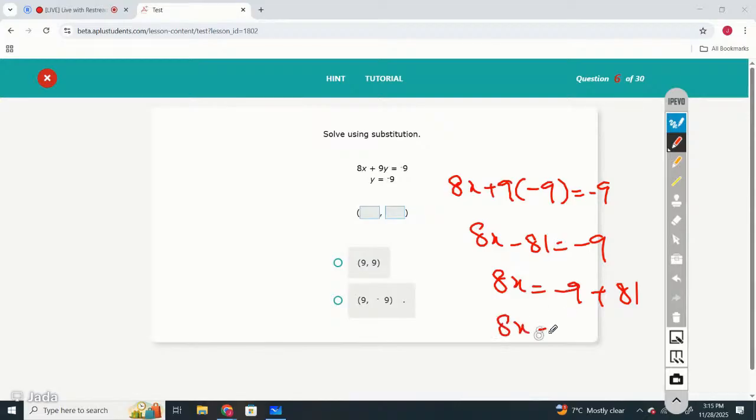8x equals negative 9 plus 81. So 81 minus 9 is 72. So x equals 9 because 8 times 9 is 72. That is x equals 9. So the correct option is x equals 9 and y equals negative 9.